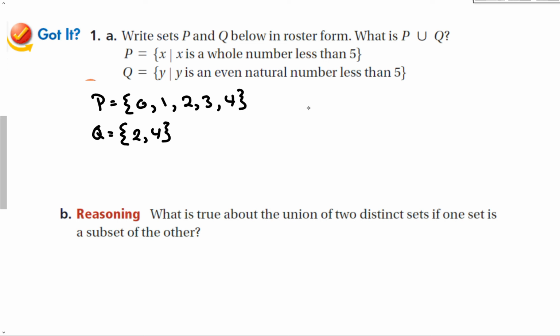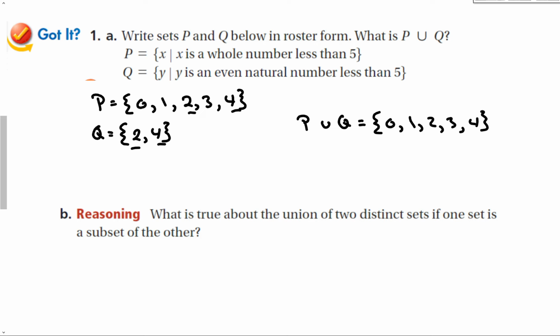What is P union Q? So we're going to take everything in P and everything in Q and put them together. 0, 1, 2, 3, and 4. We don't need anything else because both 2 and 4 are already in set P. So we didn't even need to add them.